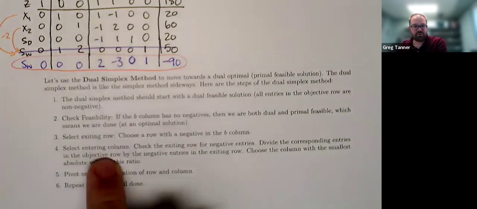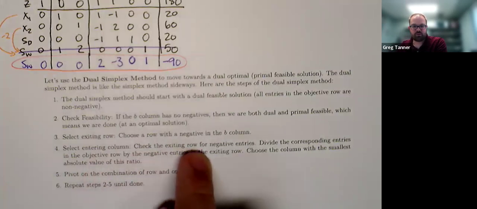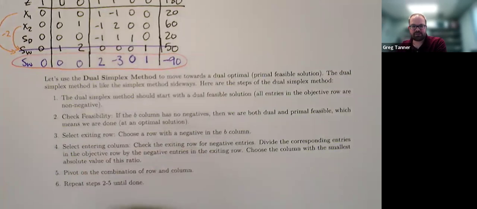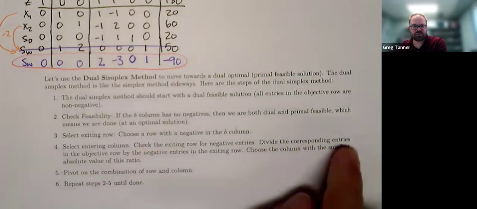Now for our entering basic variable, we do a ratio test, but a different ratio test. We want to divide the entries of the objective row that have negatives in it.